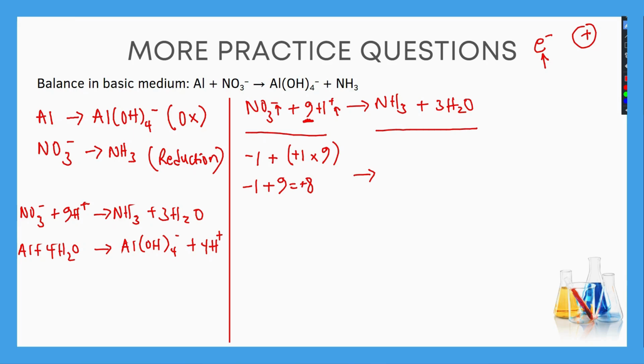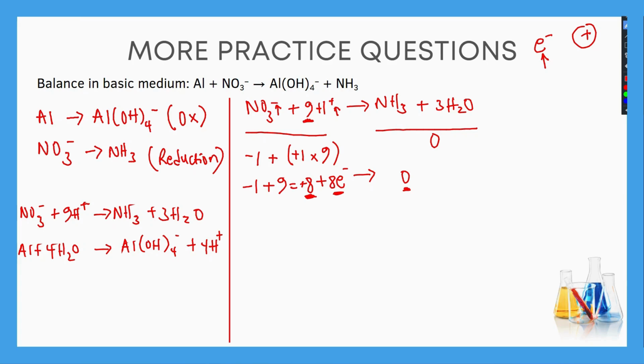On the right hand side, however, you can see there is no plus or minus sign. So this side is basically neutral, or the charge is 0. So we have 0 on the right hand side and +8 on the left hand side. To make both sides equal, we need to add 8 electrons to the left hand side so that this positive charge can be neutralized by these electrons to make it equal to 0.